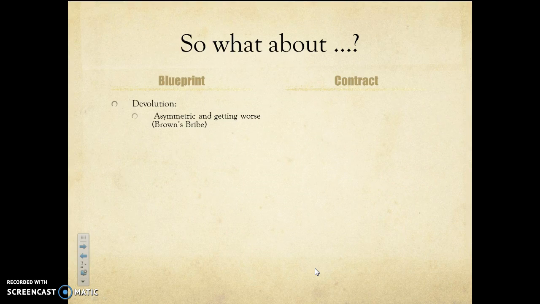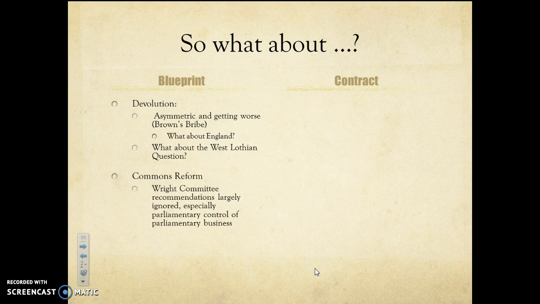Specific areas still to be tackled? Well, there's lots. As I mentioned earlier, we've got devolution. Brown's bribe created even more powers for Scotland, making that asymmetry of the devolution settlement even more pronounced. And of course, the West Lothian question still remains to be answered. Commons reform, well, the Wright Committee was largely ignored, and we saw that certainly with the debate or lack of over the European arrest warrant in 2014. Parliament does not have control of parliamentary business, and until that is addressed, parliamentary government will always be a distant dream.